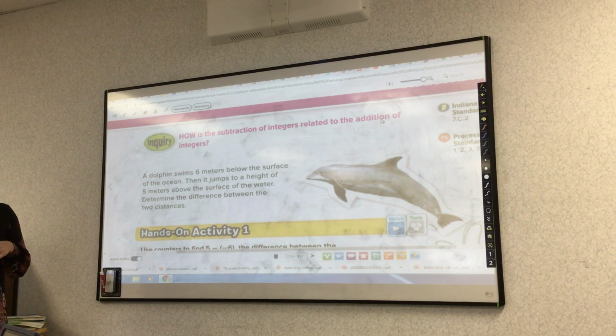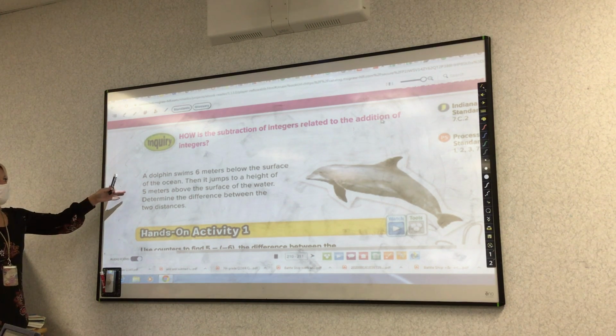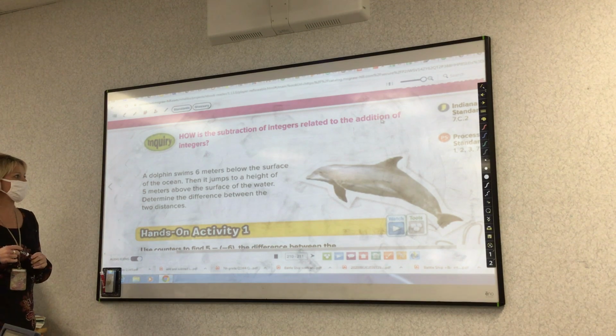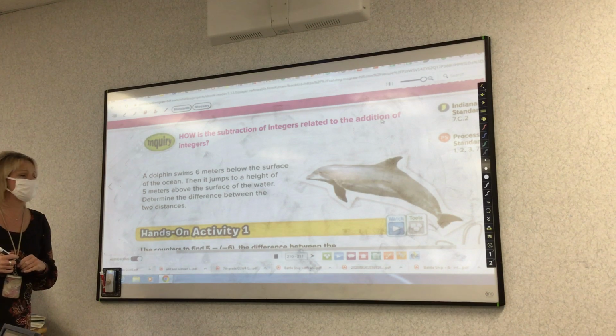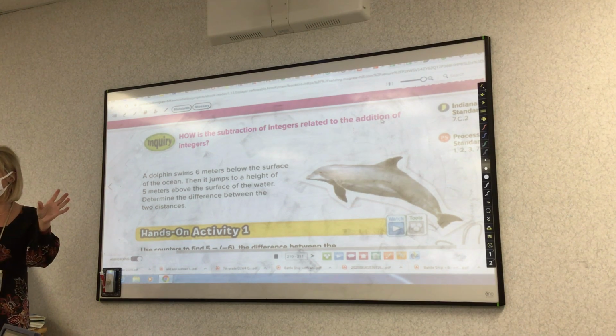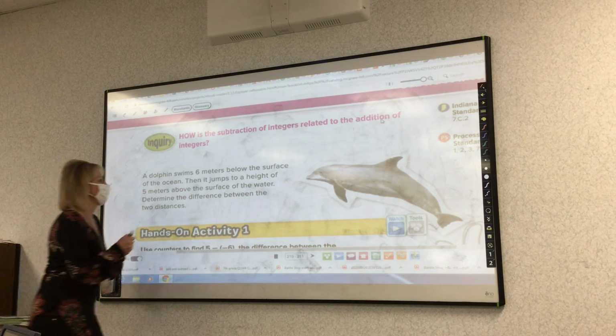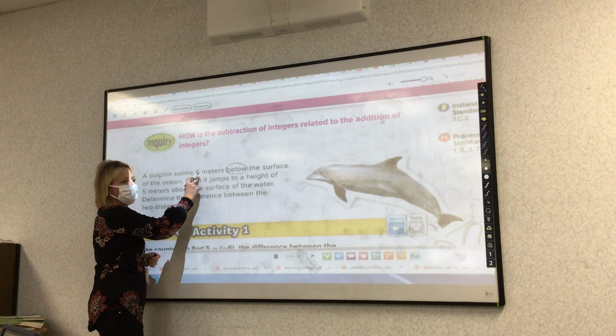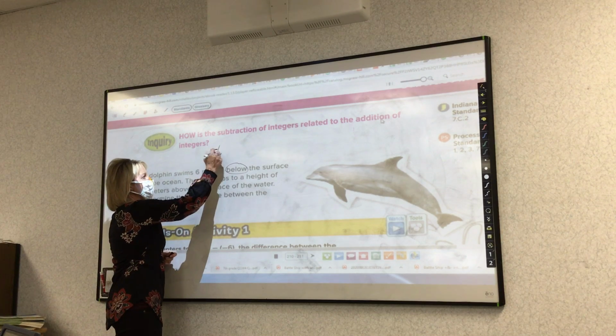So with this inquiry lab, we are solely concentrating on using the counters with both sides for just subtracting integers. If we just get a problem like this that we've already kind of worked on, it says a dolphin swims 6 meters below the surface of the ocean. There was a clue word there. Below. And below is telling me that the 6 is really a negative. So I'm going to start with -6.